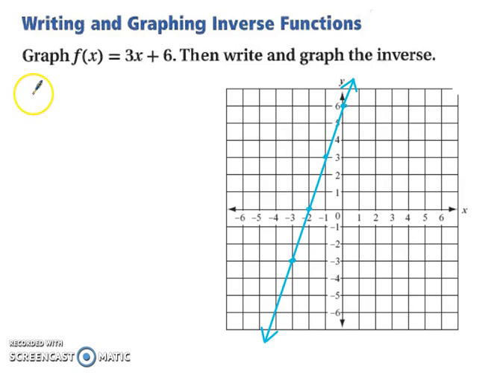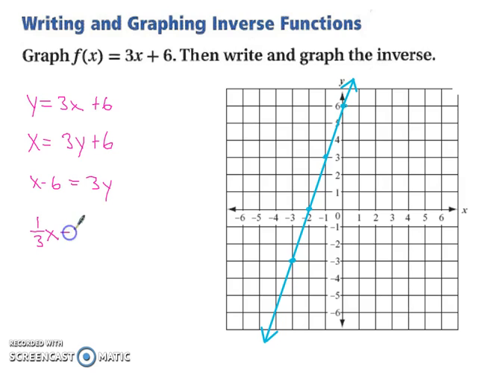Now that we have our line for our original, we can put together the information we need for our inverse. So we have y equals 3x plus 6. Let's switch our x and y. So we have x equals 3y plus 6. Subtract 6 from both sides. And then divide by 3. So we have 1/3 x minus 2 equals y.